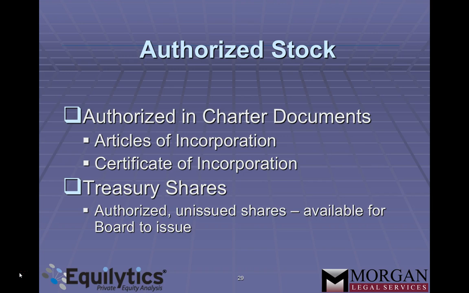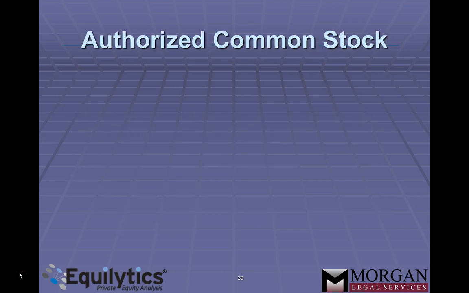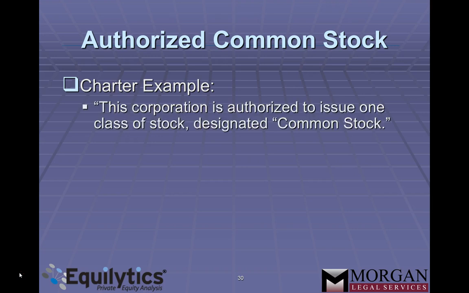Shares that are authorized in the charter but are not yet issued are sometimes referred to as treasury shares, and these shares are available for the board to issue. So, starting with authorized common stock, how do you authorize it? What's the language you use in the charter to authorize it? This would be a typical example. Corporation is authorized to issue one class of stock designated common stock.